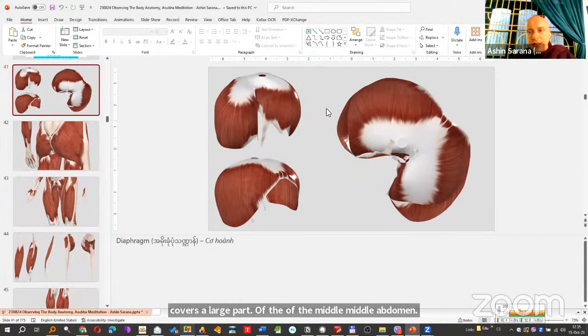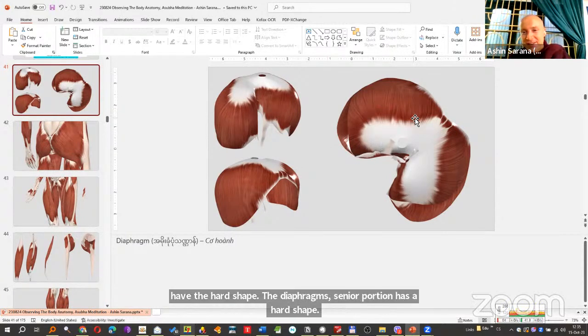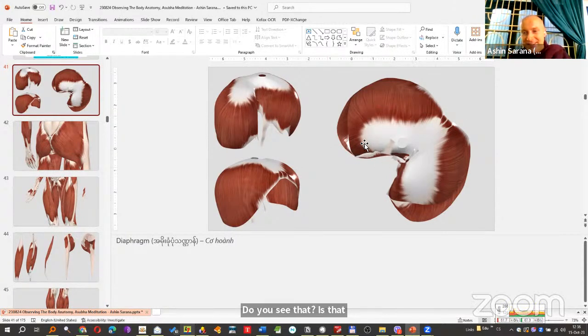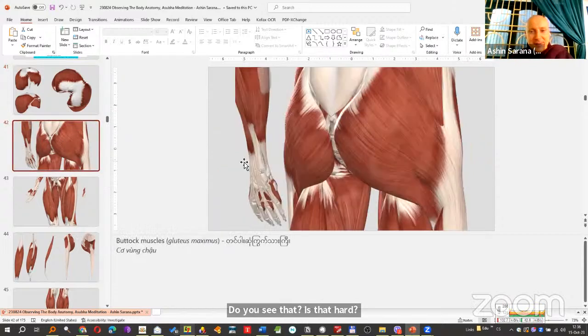I found it interesting that while our heart doesn't have the heart shape, the diaphragm's sinew portion has a heart shape. Do you see that? See, there's a heart. So I found that quite interesting.